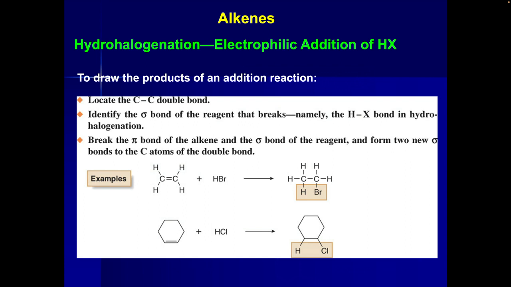All right, so let's look at some examples, right? So here we have an alkene reacting with HBr. We know we're going to add the hydrogen and the bromine across the carbon-carbon double bond, and we're going to end up with this product. So I go from an alkene to what we call an alkyl bromide.